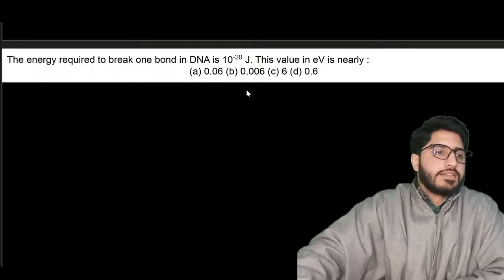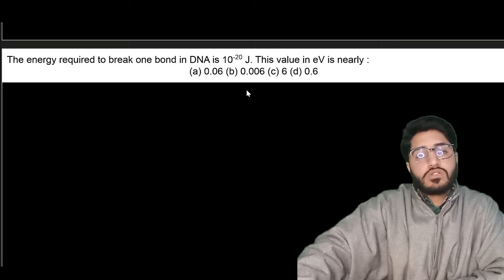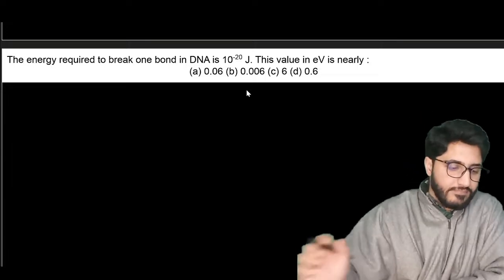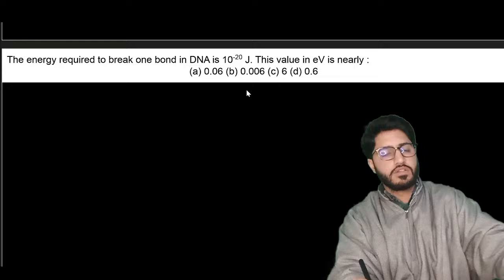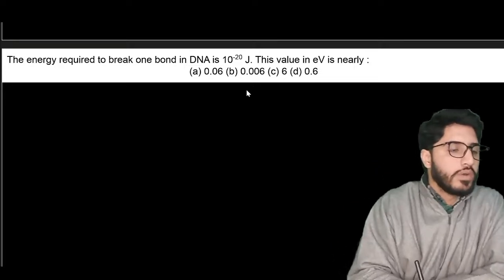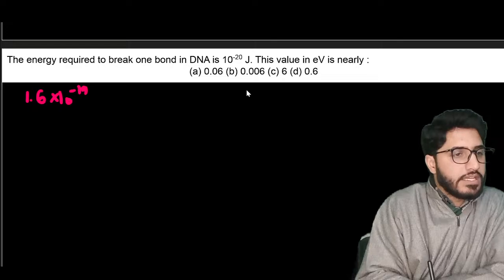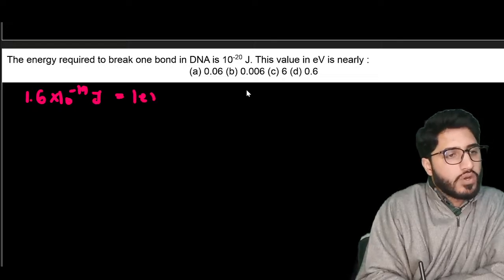Now, next numerical. The energy required to break one bond in a DNA equals 10 to the power minus 20 joules. So we have to convert joule into electron volt. How can we do it now? We know that 1.6 into 10 to the power minus 19 joule equals 1 electron volt.